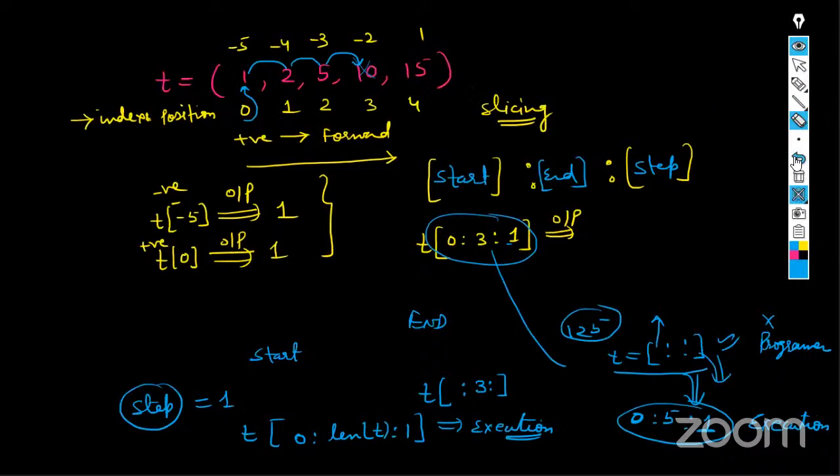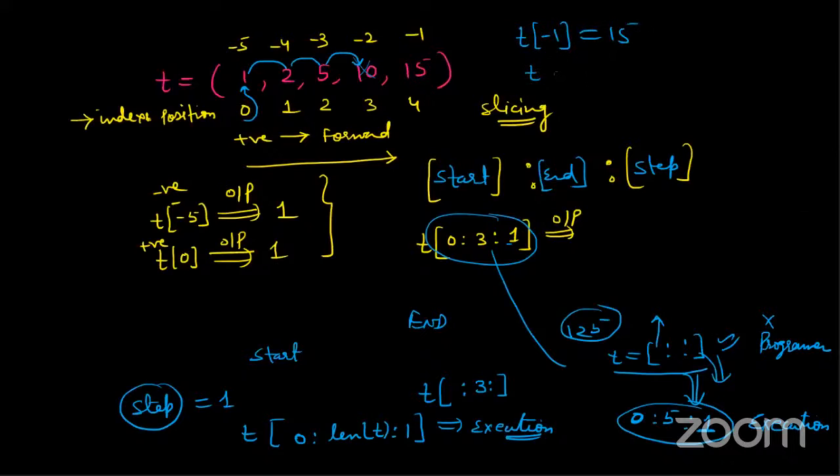Sir, how can we write it? Very simple, same analogy. The last index is 4 and also minus 1. So you can write T of minus 1. It will give 15 as output. Sir, I want to know the forward direction. T of 4 is 15.